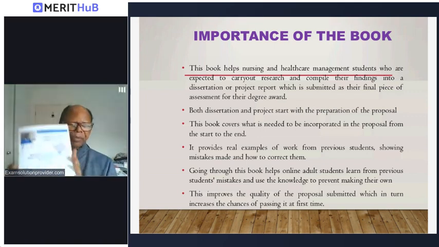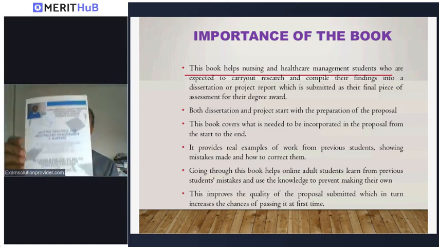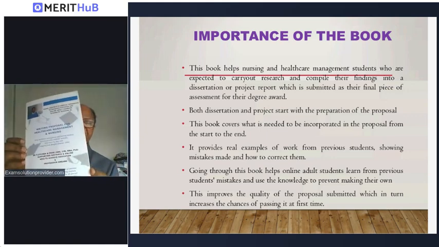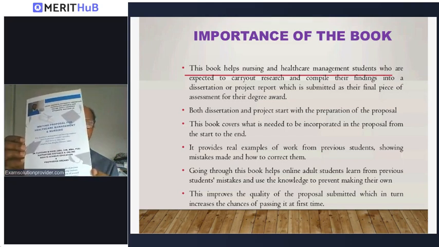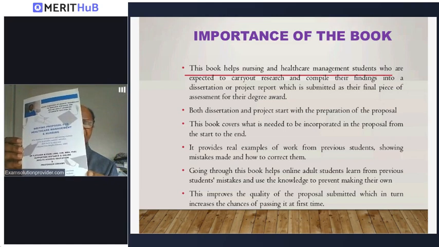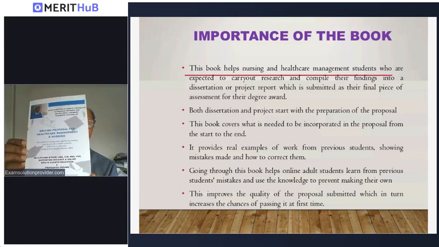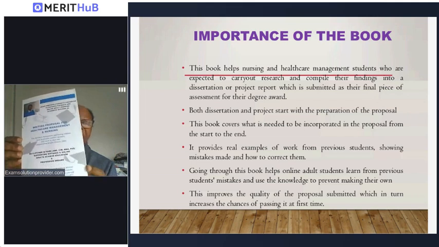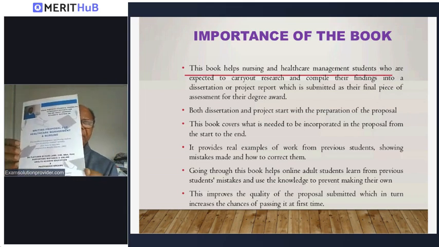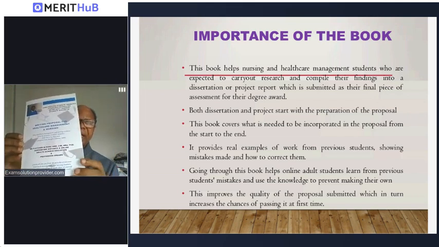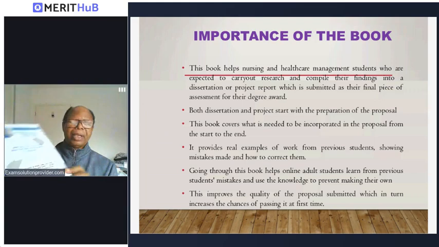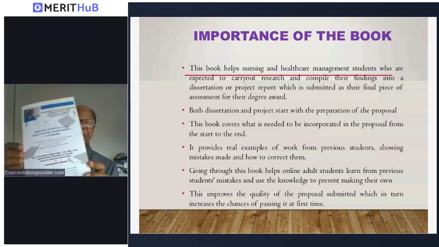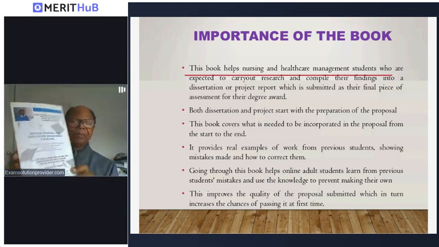Right. So although this book is divided into chapters, these chapters are sections of the proposal that is required. So at the end of it, it is the content of the whole proposal that is required for those nursing students to submit, either they are writing a dissertation or they are writing a project. Okay.